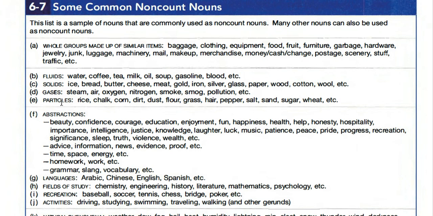E, we have particles. Particles means something tiny or very small, tiny things like rice, chalk, corn, dirt, dust, flour, grass, hair, pepper, salt, sand, sugar, wheat, and the other spices that you put in the food. We cannot count these particles, and for sure you will have a lot more examples than these words.